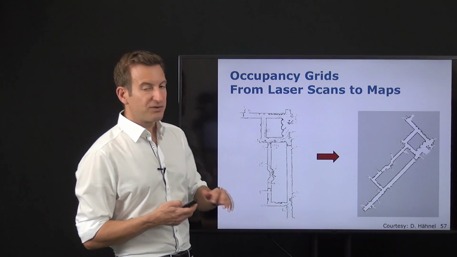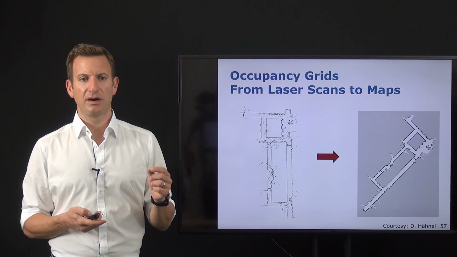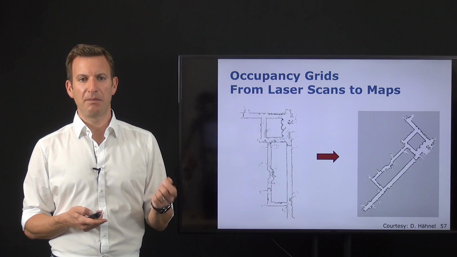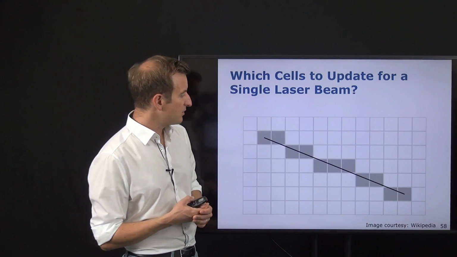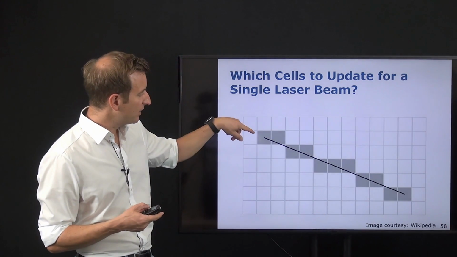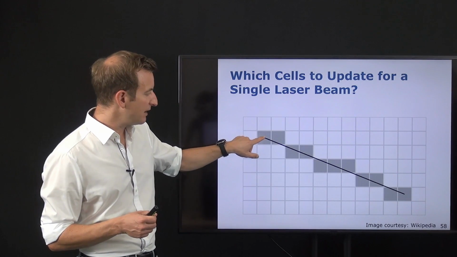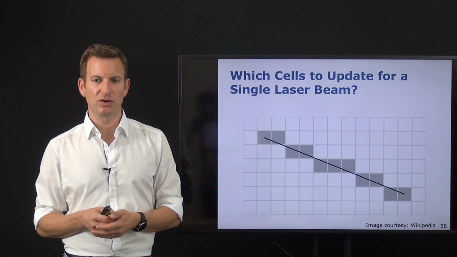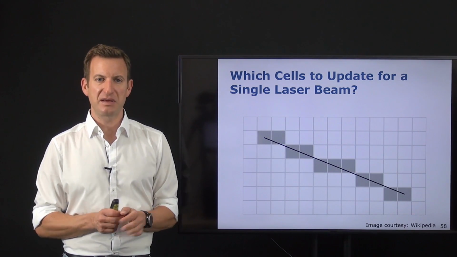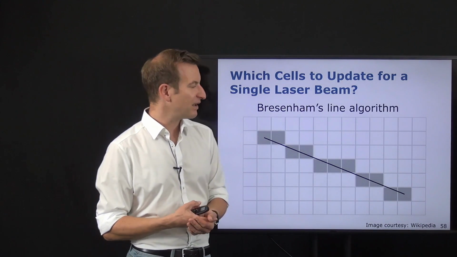So if you want to implement this yourself, one thing you need to do is estimate which cells are actually covered by a range reading. This is something you can do if you think about drawing a line in an image. Let's say you want to draw a line from here to here in an image. Which cells should you actually color in order to draw that line? This is an algorithm which stemmed from computer graphics, which is much older than the occupancy grid map algorithm, which is Bresenham's line algorithm.